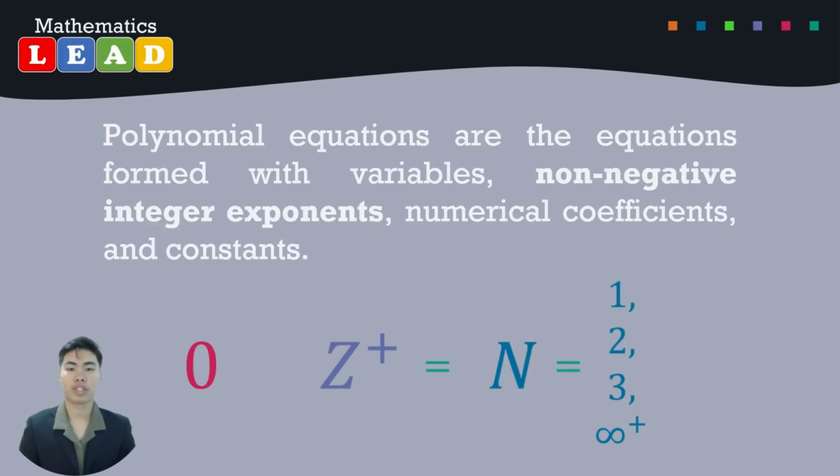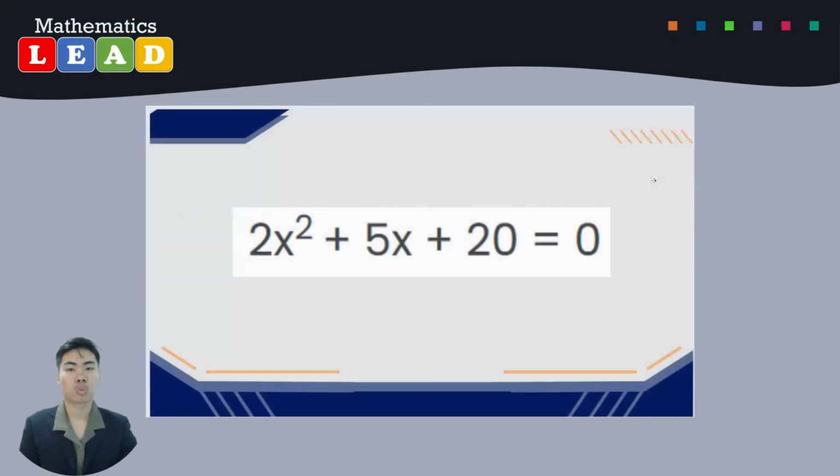Different exponents on a single independent variable is possible, in which the highest one is called the degree of the equation. What do we mean again by non-negative integers? That's right, it is 0 and natural numbers, or in other words, whole numbers. Now, let's keep the discussion going. For our first example, let us have 2x squared plus 5x plus 20 equals 0. Is it a polynomial equation? Yes, it is. Very good.